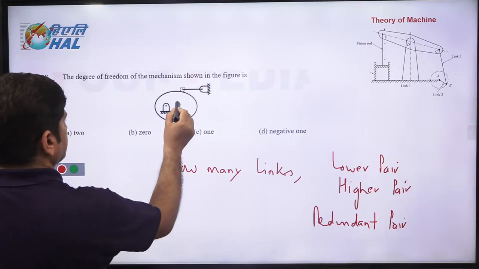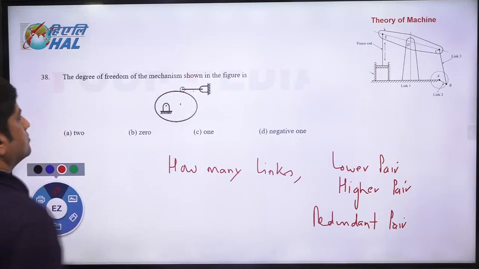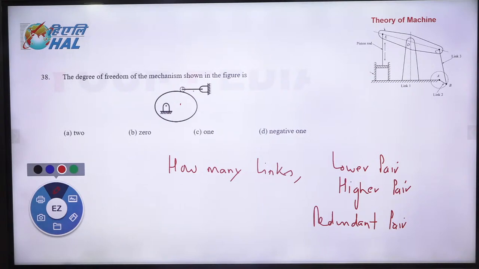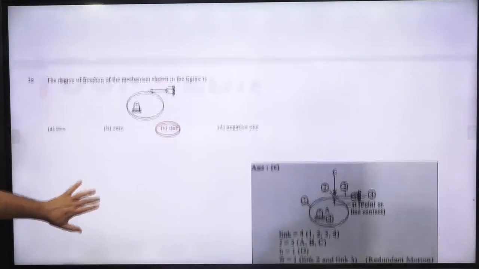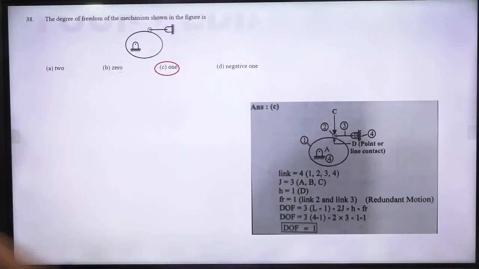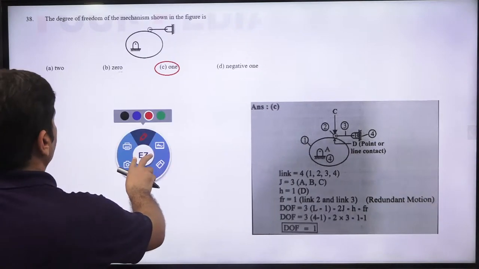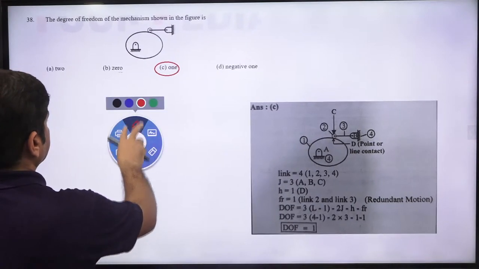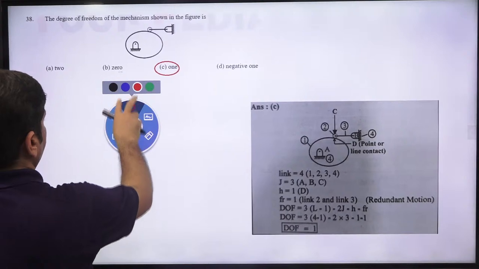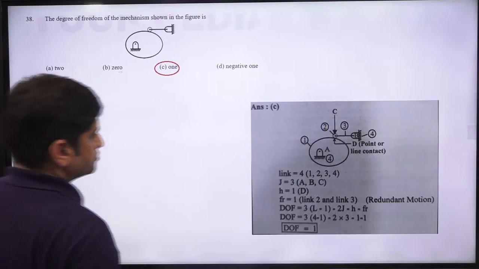This is 1, this is 2, this is 3, this is 4. So these are some of the pairings which you have. See this carefully now. First, understand this answer. We will not use Grubler's equation here. We will use the modified Grubler equation. See this carefully. And I'll give you some more examples also.